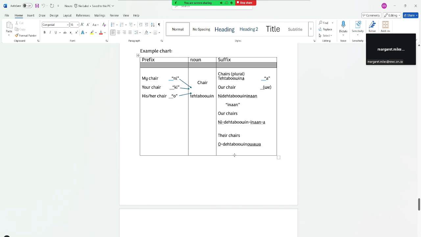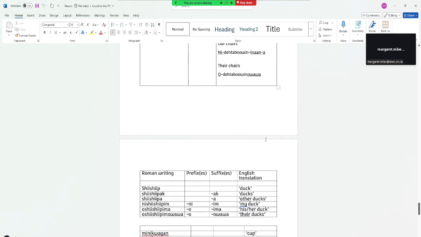Their chairs, utehtaboinowawa, utehtaboinowawa. Their chairs. They also say utehtaboininoau.